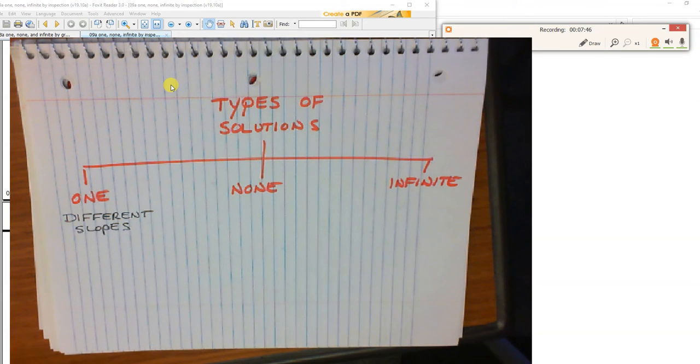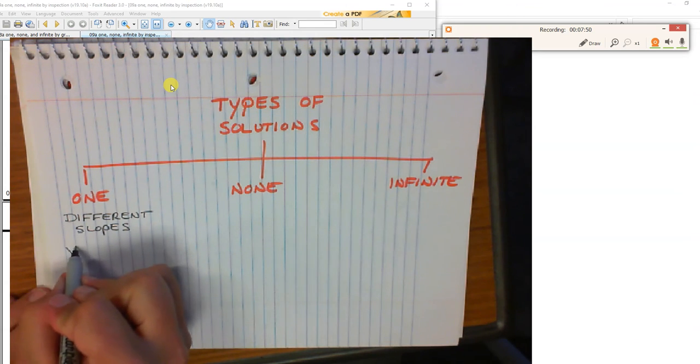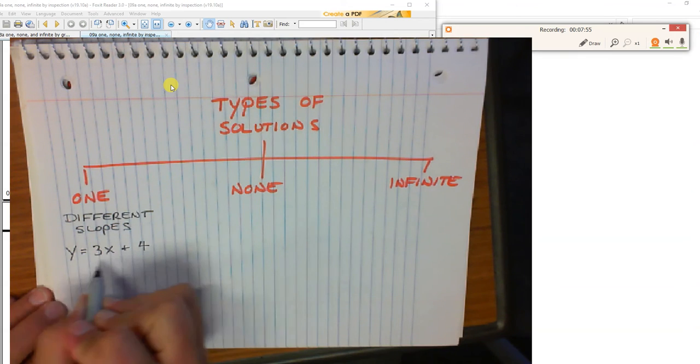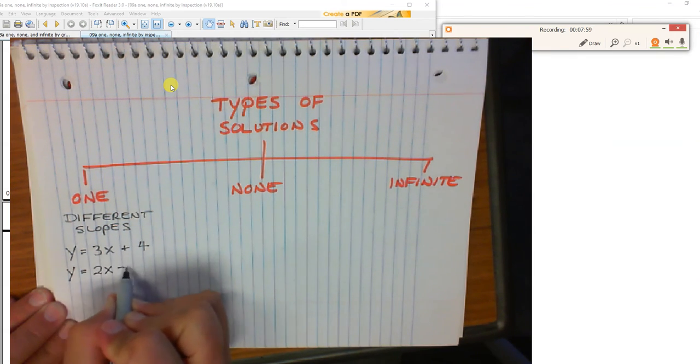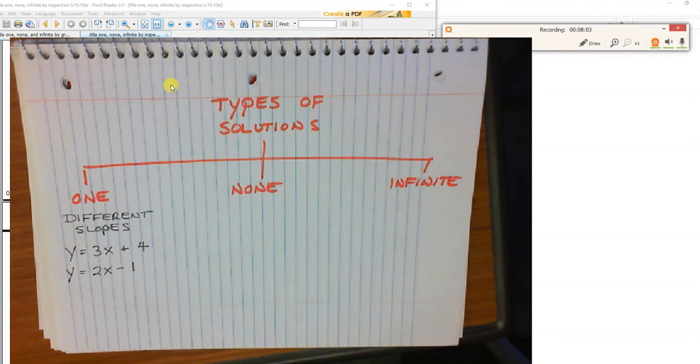If the lines have different slopes, they will cross. So if I had y equals 3x plus 4 and y equals 2x minus 1, as soon as I see different slopes, I know they're going to cross.